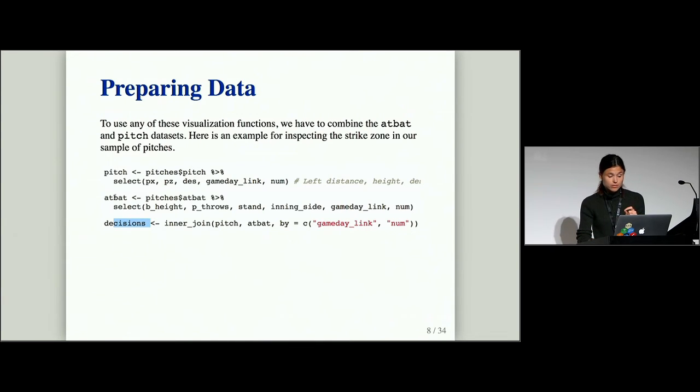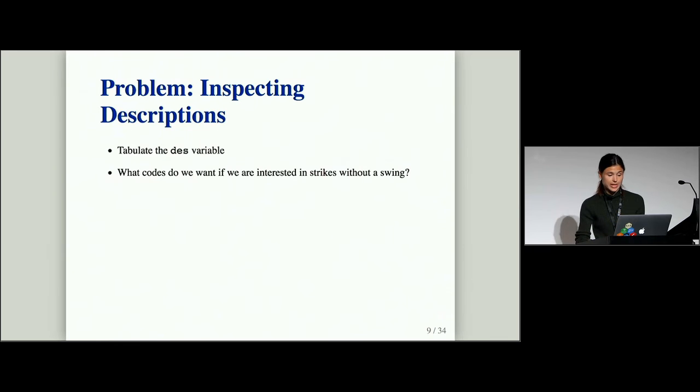The main reason that we need to combine the two is that the at-bat function will want to know which side the batter is standing on, which is in this stand information. The variables that I'm pulling from the pitch have to do with the position as that pitch crosses the home plate in the X and Z coordinate, and then this DES variable is the designation of what pitch type it was. And we'll look at each of these in more detail.